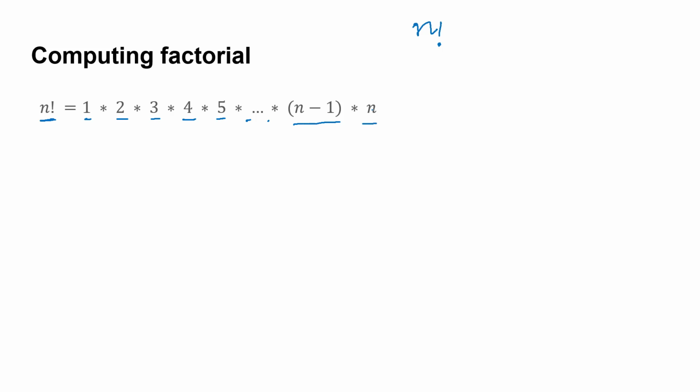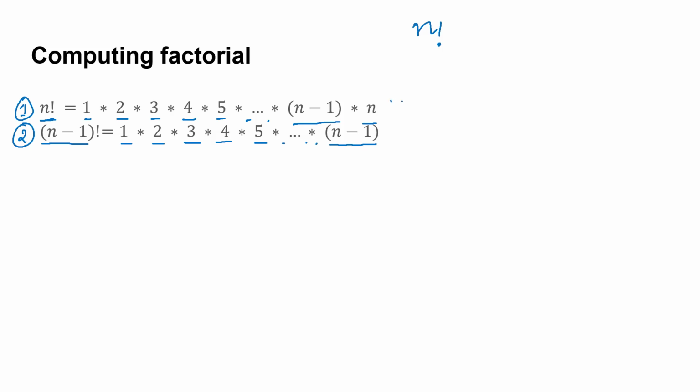Now let's think about n minus 1 factorial. How is n minus 1 factorial defined? It would be 1 multiplied by 2 multiplied by 3 multiplied by 4 multiplied by 5, and so on and so forth till n minus 1. We can see an interesting relationship between the two equations: n factorial is equal to n minus 1 factorial multiplied by n.